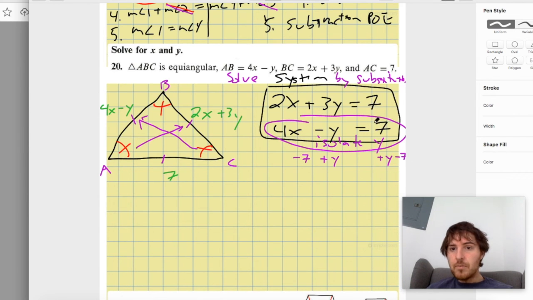Okay, so I'm going to change this. 7 minus 7 is 0, and 0 plus y is y on the right side. And here, negative y plus y is 0, right? So I'm trying to isolate y. I want to get y out of the side here. Now y is over here. Now I've got 4x minus 7 is equal to y, okay? So this is a valid statement right here.